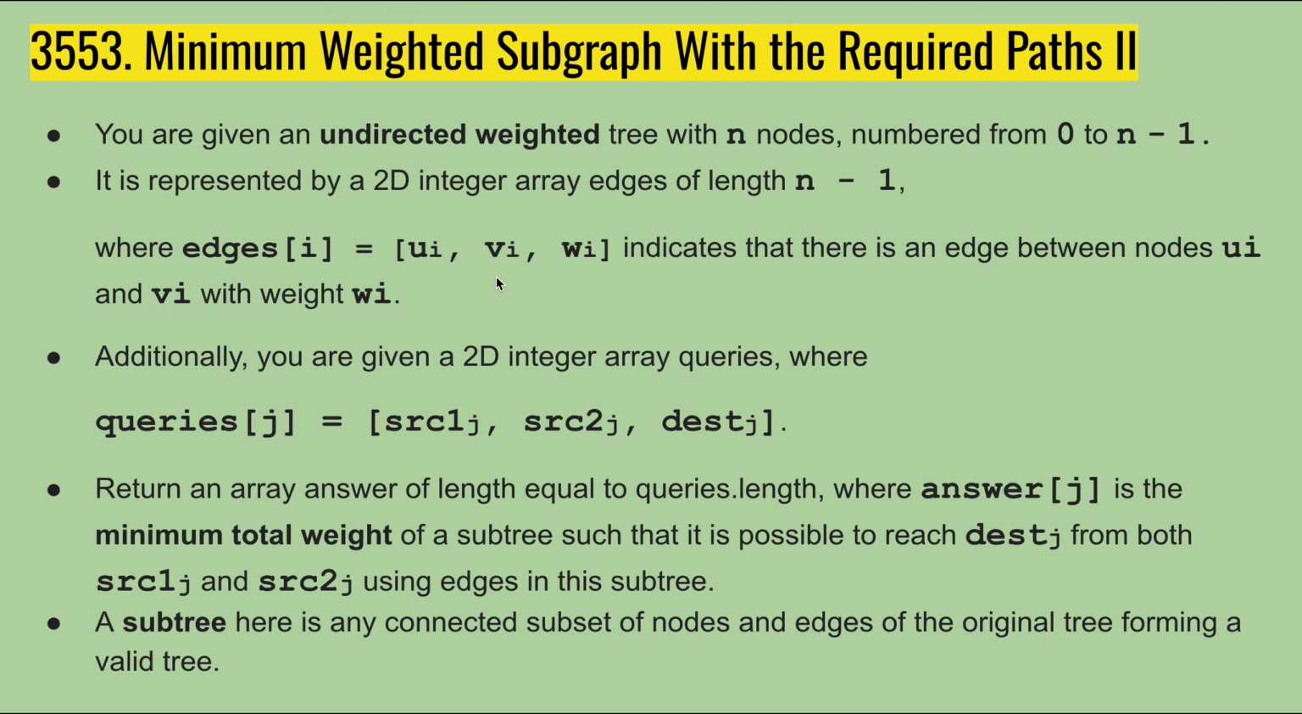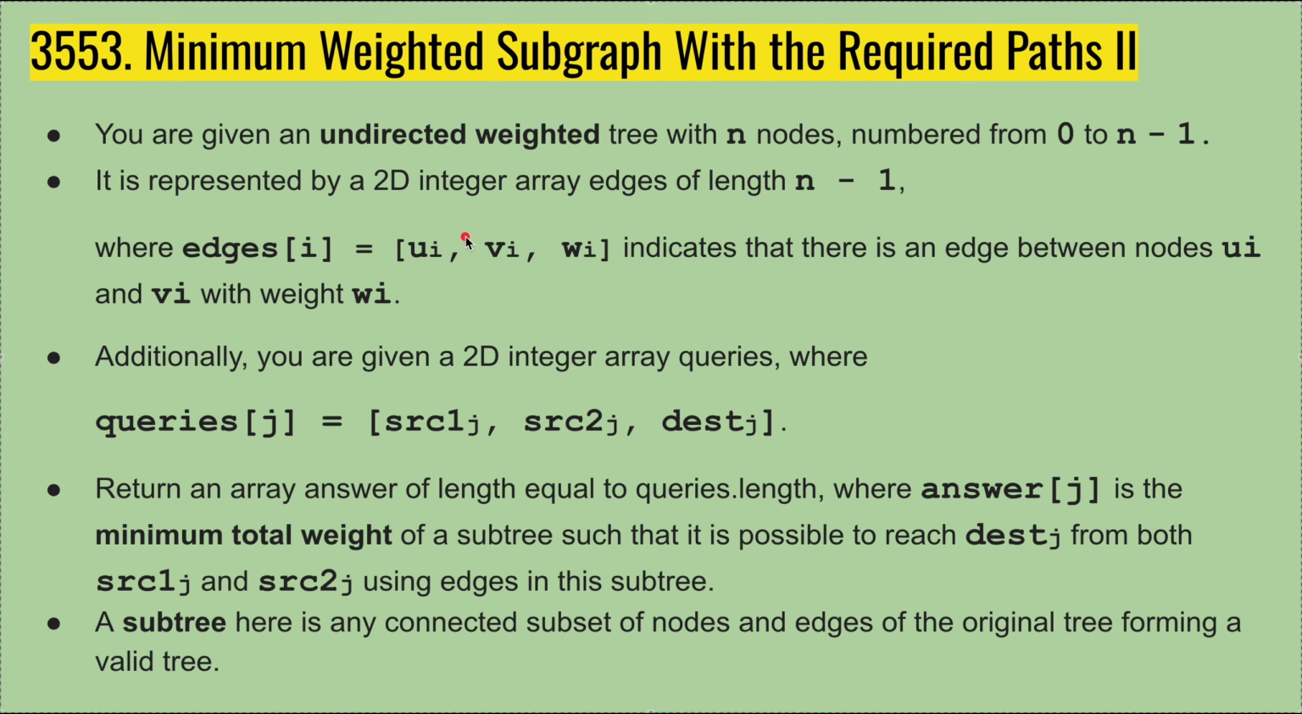So for two nodes there is only one path. To find the smallest subtree connecting three nodes, we need to compute the union of paths. Let's suppose from source 1 to destination, source 2 to destination, and again from source 1 to source 2. That means three paths, and we need to compute the unique union of these paths. So the total paths are 3, and you have to find all those paths.